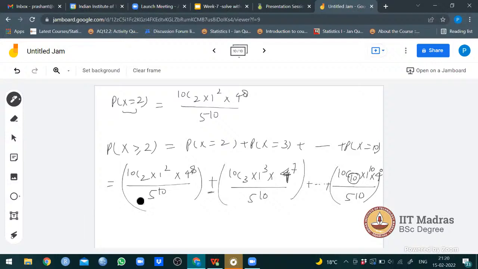Sir, can we take 1 minus? Yes, you can consider 1 minus probability of x less than 2. That means 1 minus probability of x equal to 0 minus probability of x equal to 1.